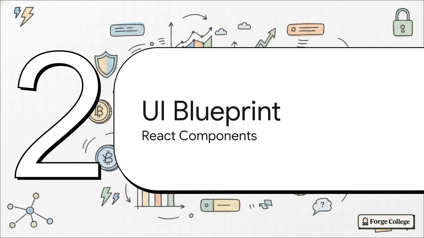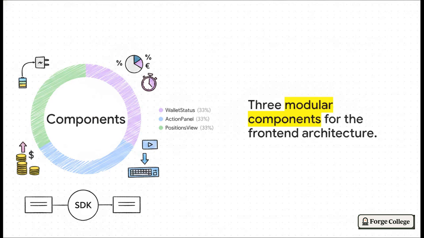Section 2. Designing the UI blueprint. Let's move on and sketch out the exact React components we need. You know what's really cool here? It's how simple the front-end architecture can actually be. Our blueprint requires just 3 main React components.